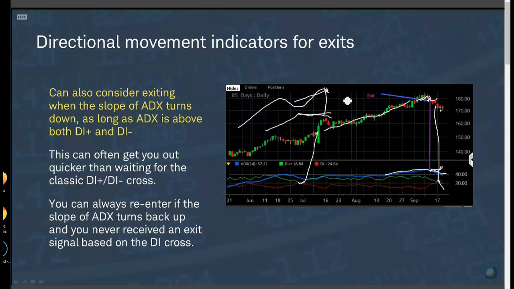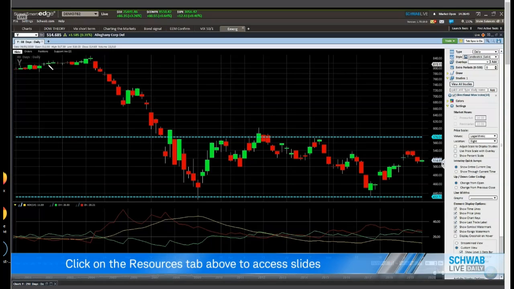Okay, where do we find the PDF for the talk? You can go to the page that you're on, go up to the resources tab, and just click on that. Then you'll get the list of the different subject matter groups, go to technical analysis, and then you'll get the PDF.